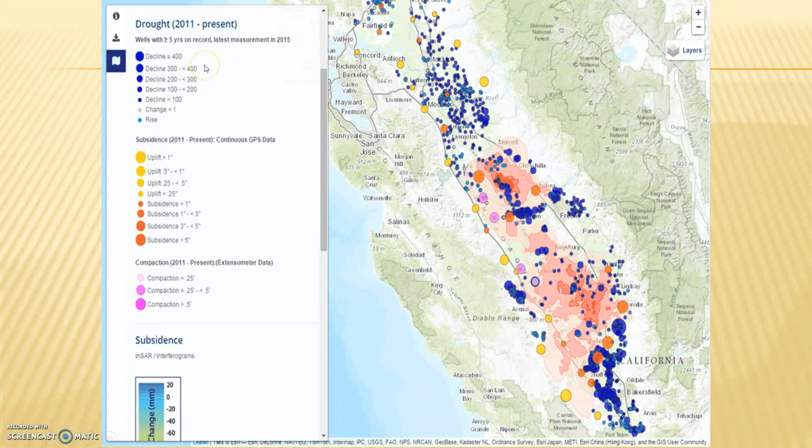The graphic depicts some telltale signs of drought where the blue dots indicate water level decline in wells. So some of these larger dots, the wells have experienced greater than a 200 to 400 feet decline in water table. There's been a few which have actually experienced an increase in water table that are scattered throughout the area. The yellow dots depict areas where the land has actually uplifted, maybe an inch, but the orange dots depict areas of land subsidence greater than 5 inches. So we've got land subsidence occurring in some of these regions.